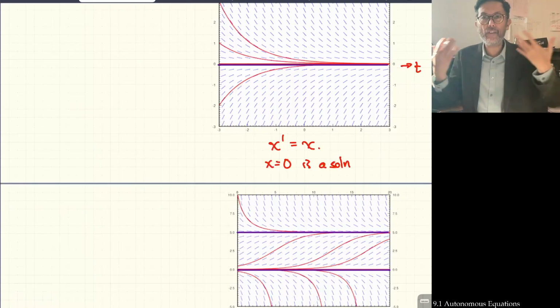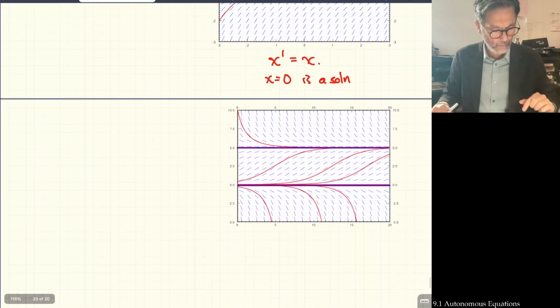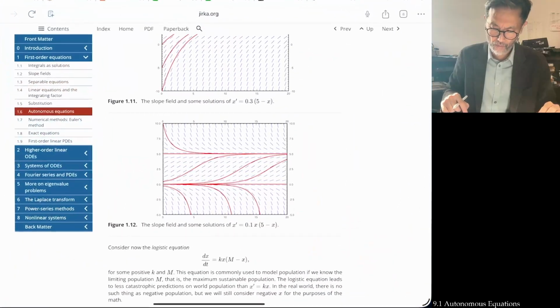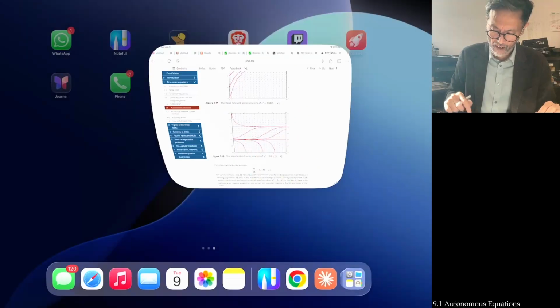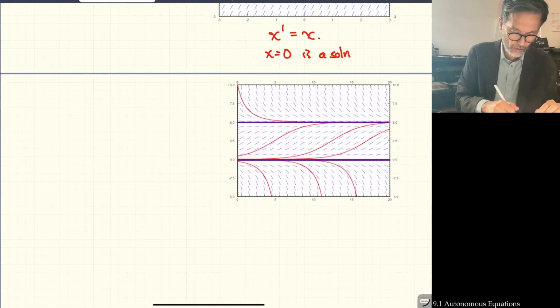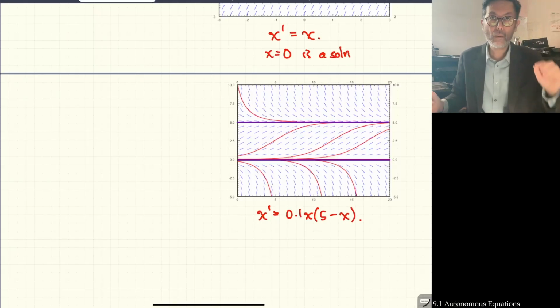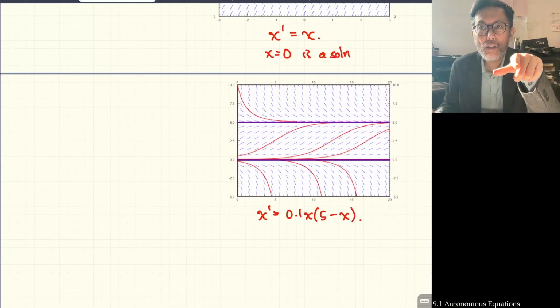Can we figure out what's going on with these solutions? And maybe I should write the equation of this. What was it again? I forgot. It's 0.1x times 5 minus x. So this one was x prime is equal to 0.1x times 5 minus x. And maybe you can observe something.